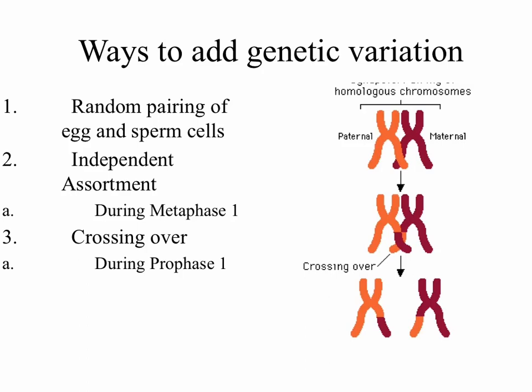The third way is crossing over. During prophase I, pieces of chromosomes will actually break off and exchange places. This means that pieces of maternal DNA are exchanged for pieces of paternal DNA, giving us even more genetic variation and possibilities in the offspring.